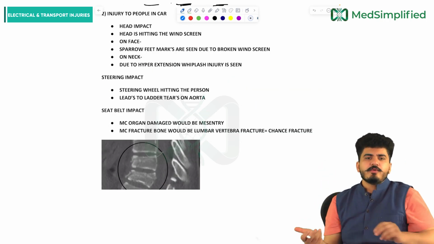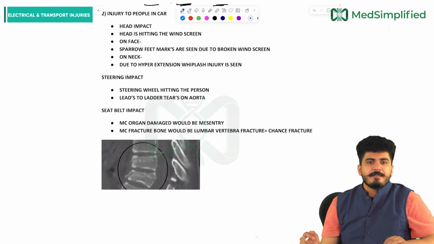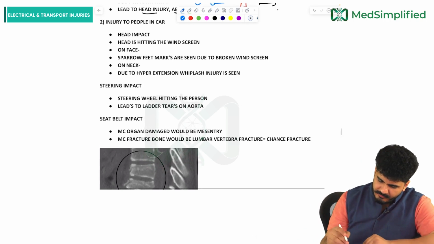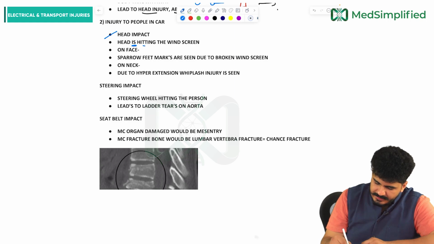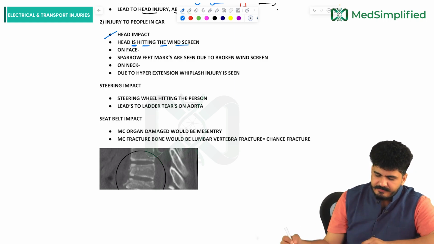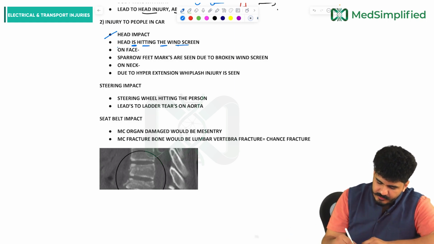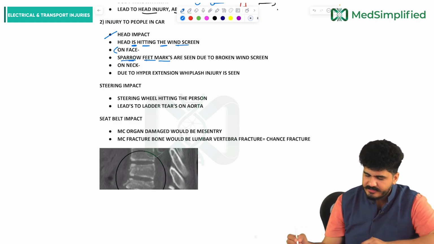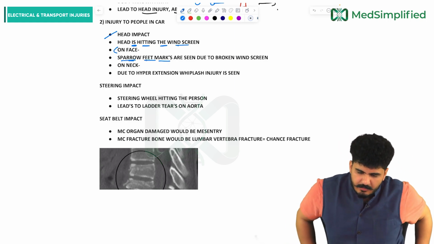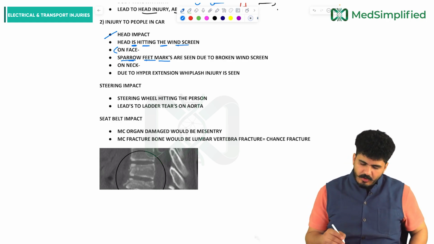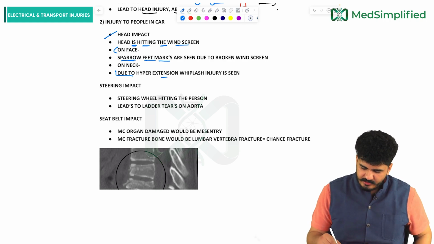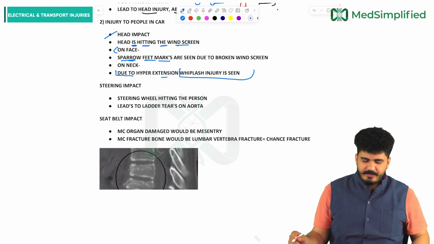Now, injury to the people in the car can also happen. So in the car, what can happen? Head impact can be there. Head is hitting the windscreen. Then on the face, what you will see, sparrow feet marks are seen due to the broken windscreen. Then on the neck, due to hyperextension of the neck, there will be a whiplash injury, my dear friends.